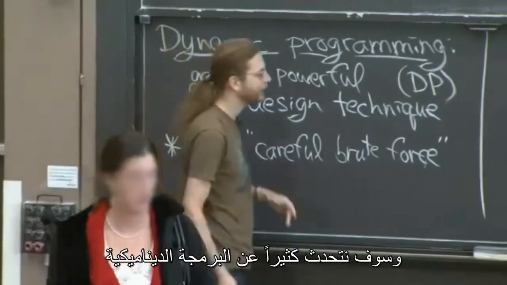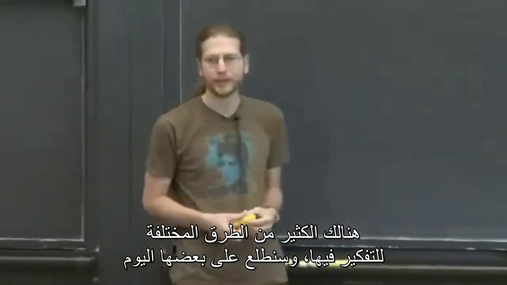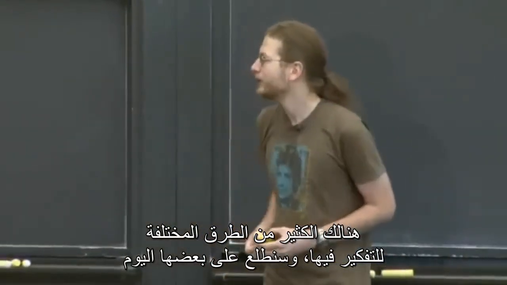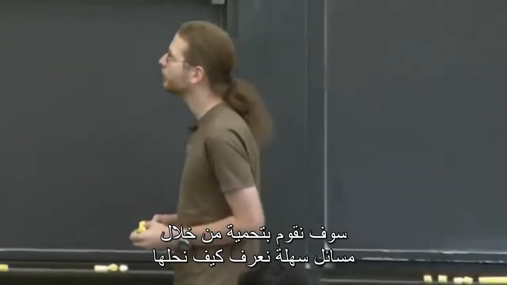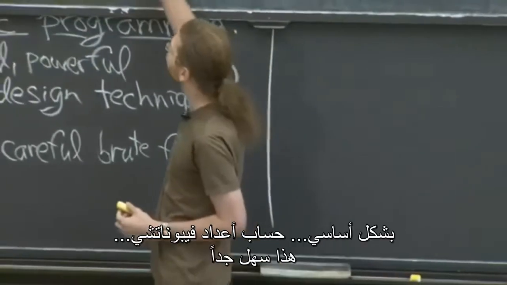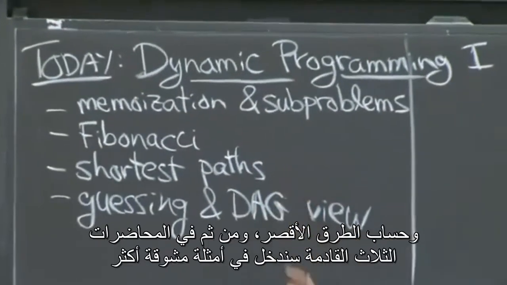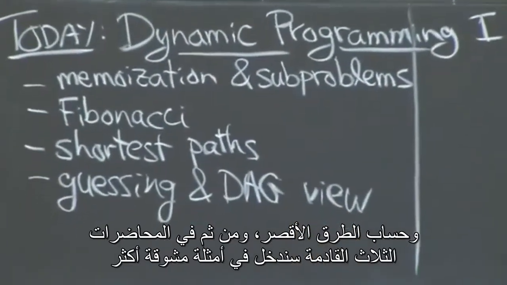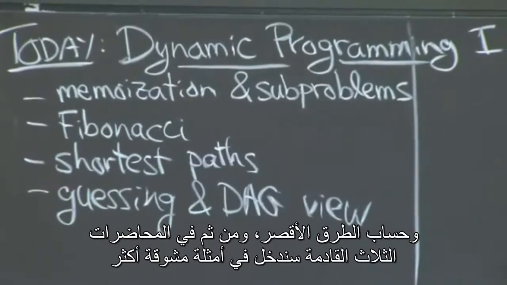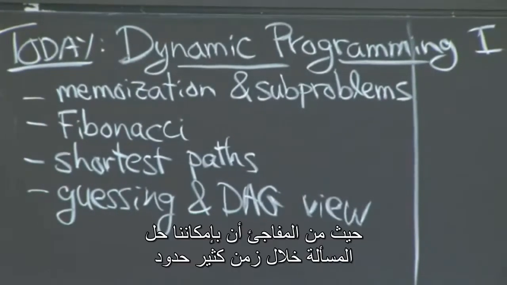And we're going to be talking a lot about dynamic programming. There's a lot of different ways to think about it. We'll look at a few today. We're going to warm up today with some fairly easy problems that we already know how to solve, namely computing Fibonacci numbers, which is pretty easy, and computing shortest paths. And then in the next 3 lectures, we're going to get to more interesting examples where it's pretty surprising that you can even solve the problem in polynomial time.